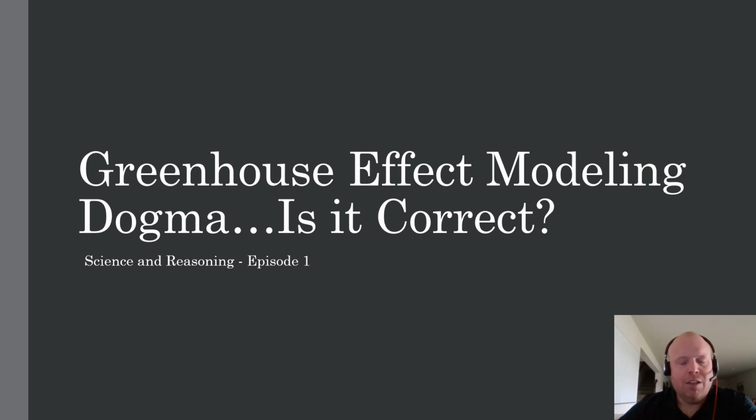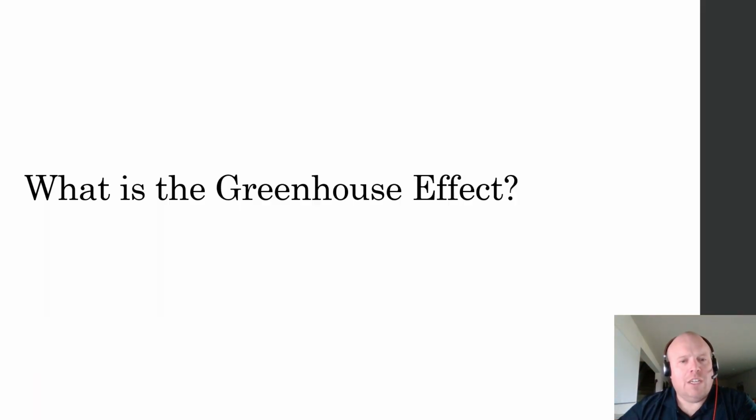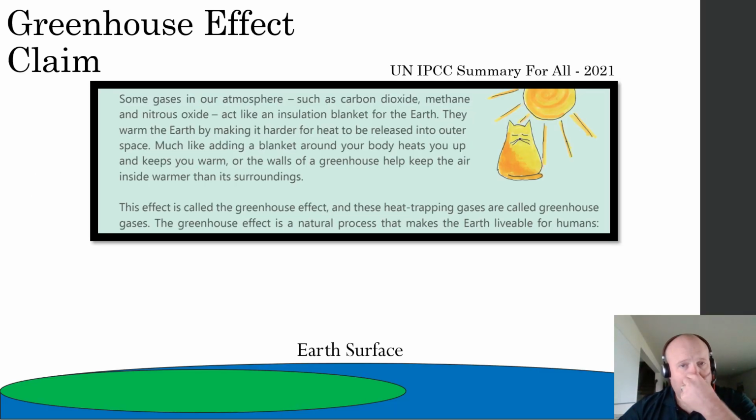Is it correct? We're going to go through the greenhouse effect and evaluate whether the claims are actually correct. So, what is the greenhouse effect? Well, according to the IPCC, some gases in our atmosphere, such as carbon dioxide, methane, and nitrous oxide, act like an insulation blanket for the Earth. They warm the Earth by making it harder for heat to be released into outer space. This effect is called the greenhouse effect, and these heat trapping gases are called greenhouse gases.